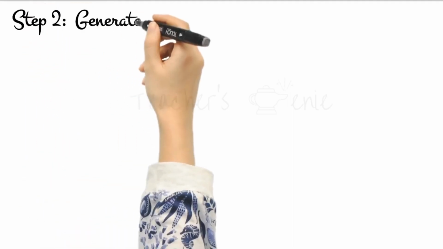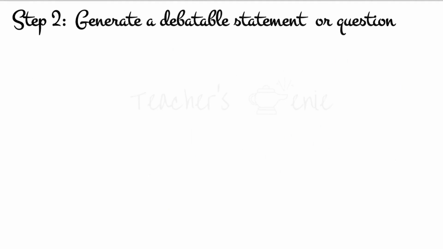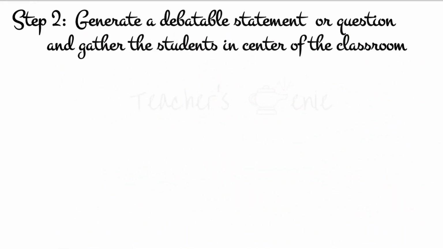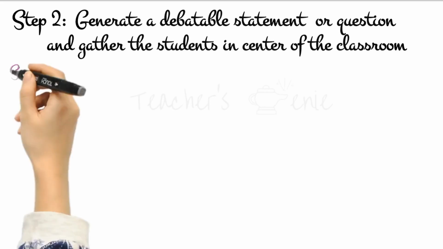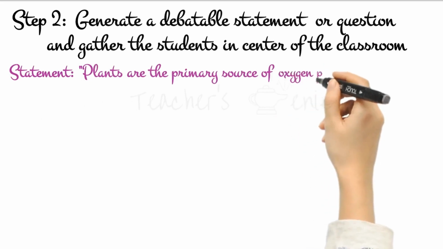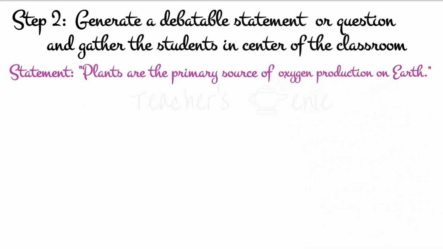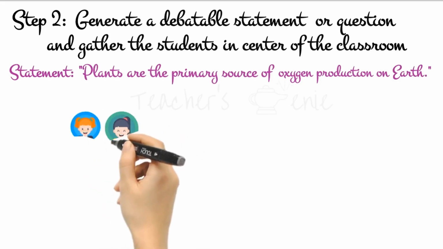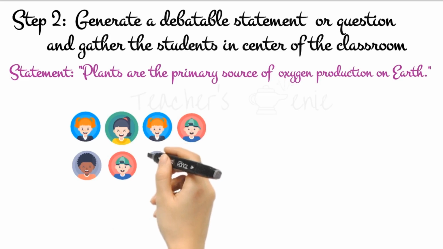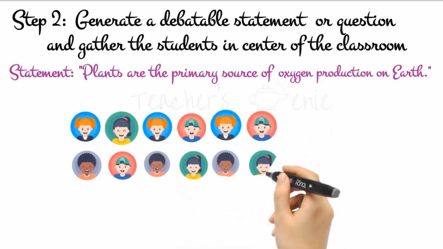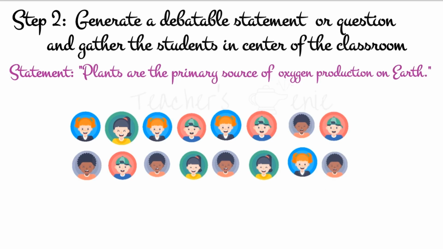Step 2 is to generate a debatable statement or question and gather the students in the center of the classroom. Now, what can be the statement? The statement must be related to the topic of the study. For example, for the topic of photosynthesis, your statement can be: plants are the primary source of oxygen production on earth. The second thing that you have to do in step 2 is to gather all the students in the center of the classroom.